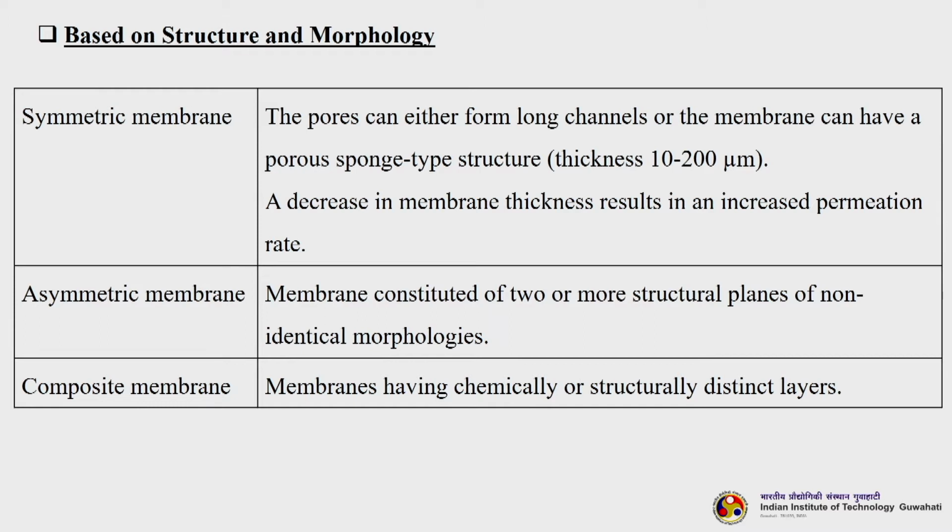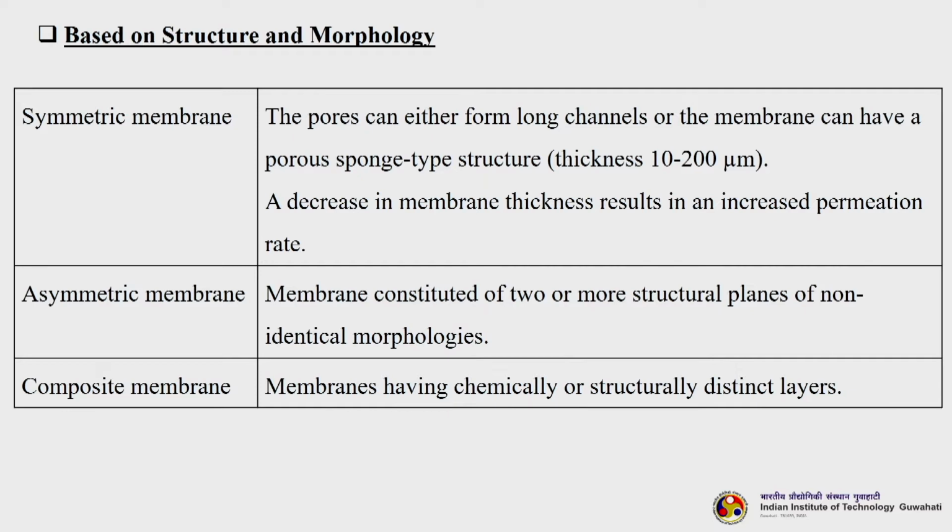Under this we can have a symmetric membrane, an asymmetric membrane or a composite membrane. Now, a symmetric membrane is one in which the pores can either form long channels or the membrane can have a porous sponge type structure. Usually the thickness is 10 to 100, 200 micron, and a decrease in membrane thickness results in an increased permeation rate. The less the membrane thickness, the less will be the resistance provided by the membrane, so the more will be the permeation and the more will be the flux also.